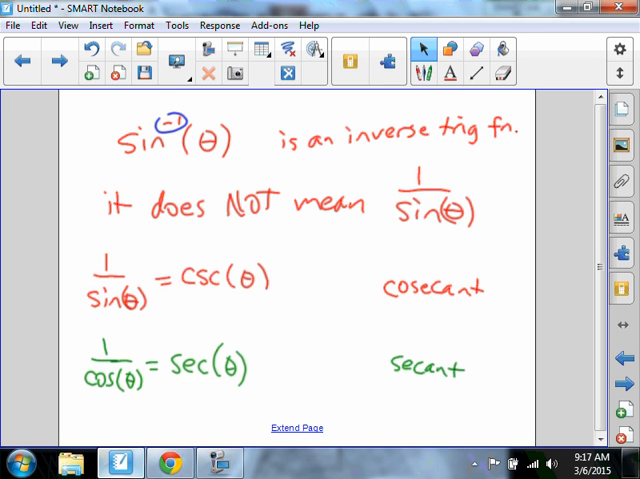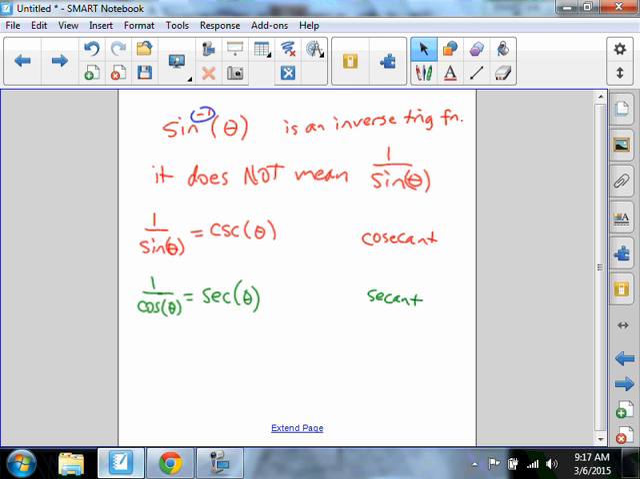And finally, we're going to have one of these for the tangent as well. So 1 over the tangent. This one actually makes sense. The name of this one is actually sensible. This one is called the cotangent, and is abbreviated COT. Okay.